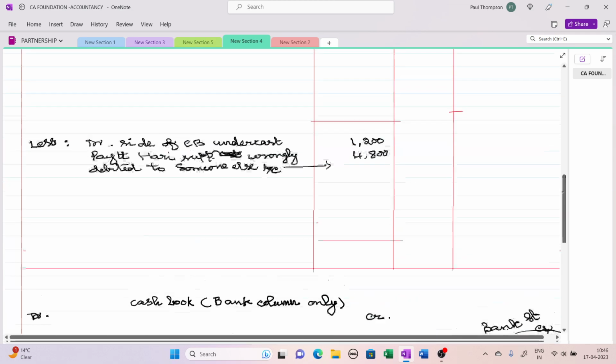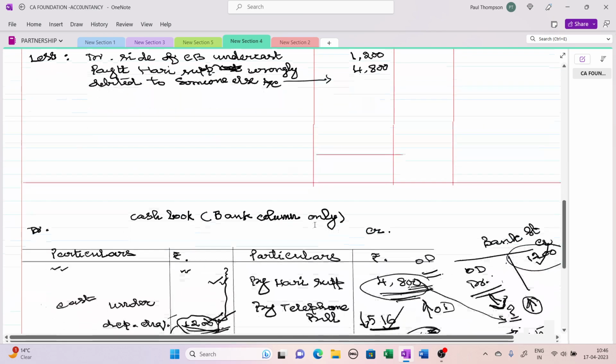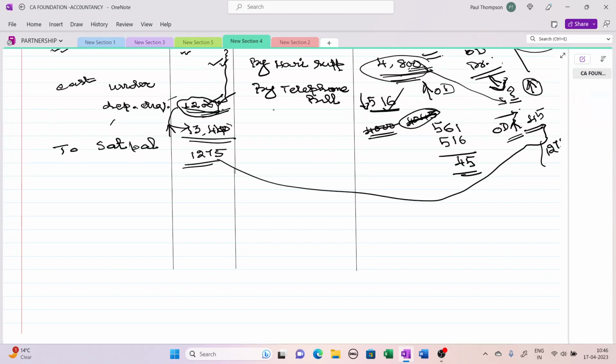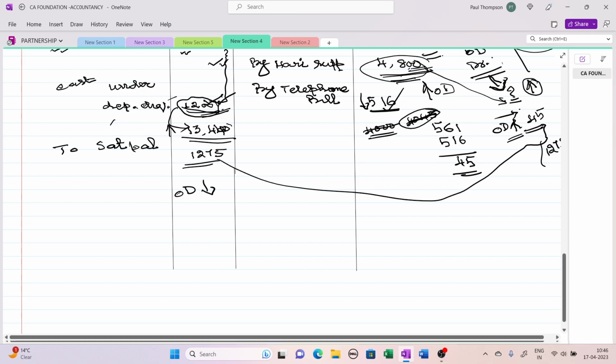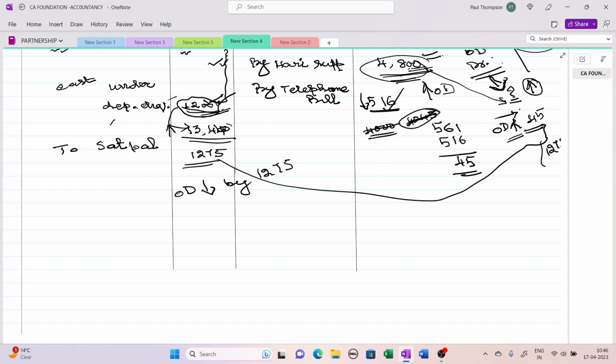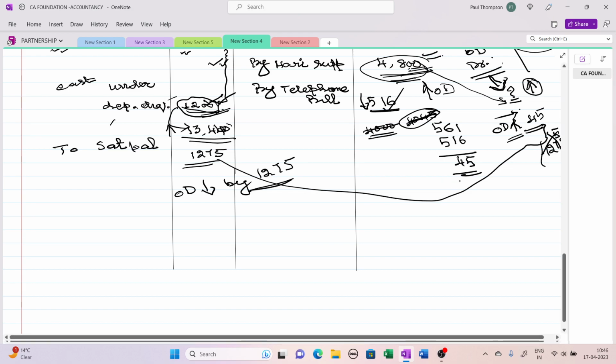I thought it got credited. So under such circumstances, my overdraft has come down in my cash book by 1275 because I have put money into my account, somebody's check. But what happened in the bank? This check got dishonored. So the bank has not given me the credit. So what happened? As per the bank statement, the overdraft is increased by 1275.